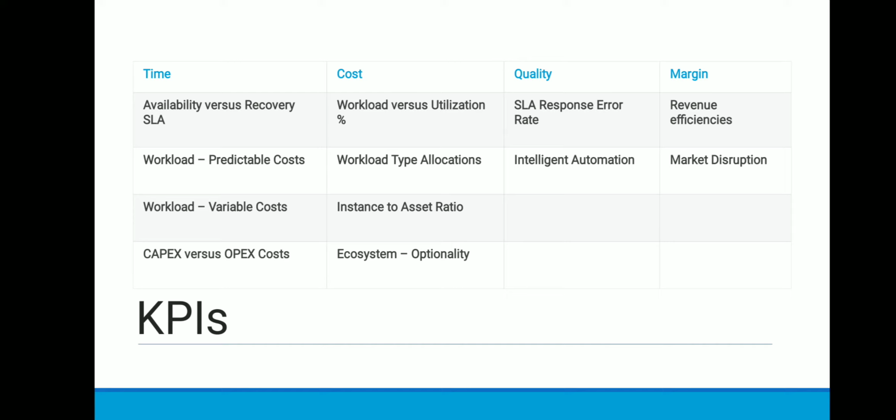We all know that. Workload versus utilization percentage is an indicator of cost-effective cloud workload utilization. Workload type allocations, so workload size versus memory, processor, or storage, and compute and memory distribution, is an indicator of the percentage of IT asset workload using cloud. Instance to asset ratio is an indicator of the percentage and cost of rationalization and consolidation of IT assets.